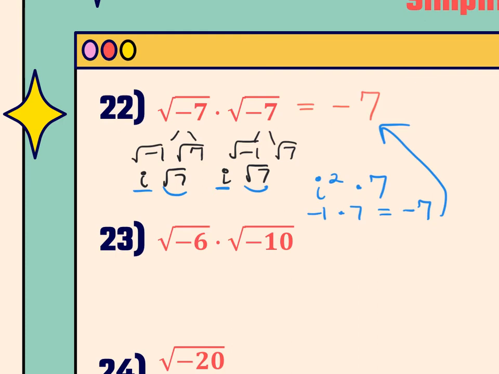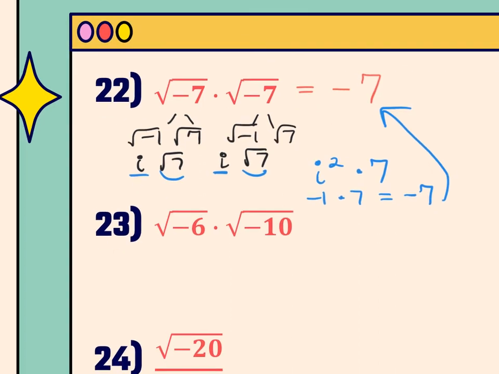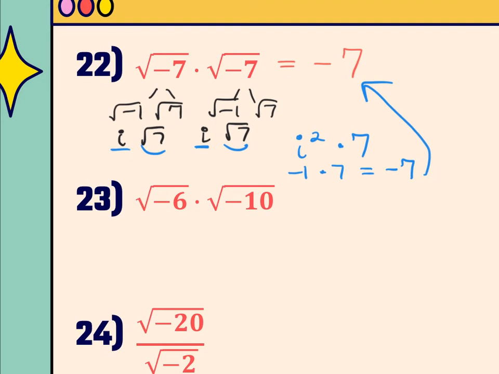Let's do the same thing on number 23. Again, I'm going to break it apart and make it negative 1 times positive 6, negative 1 times positive 10. And now I can either choose to multiply 6 times 10 and then break down the 60, or I can factor right from where it is. It's up to you. So let's say I just decide I'm going to factor the 6 and the 10. I'm not going to multiply it.